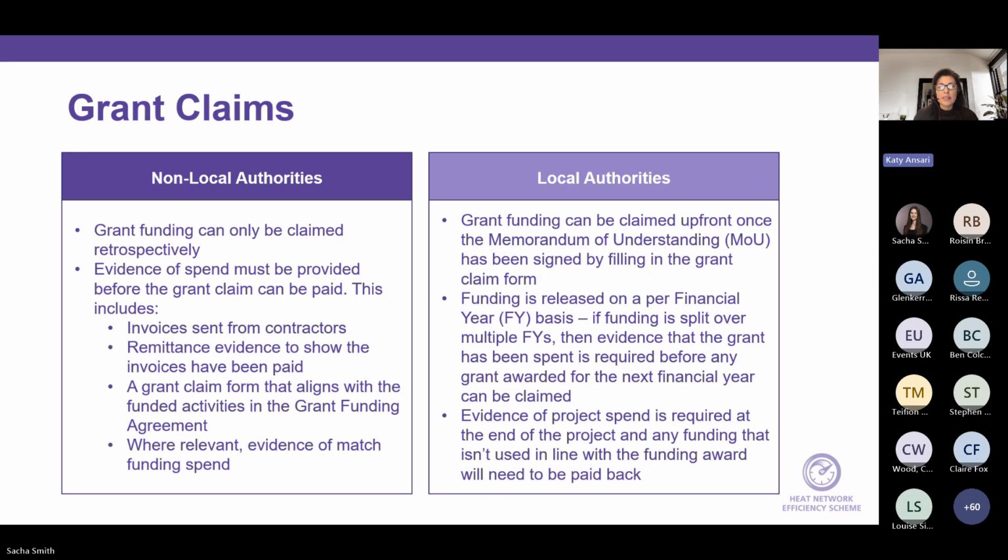As for local authorities, the grant funding can be claimed upfront as a lump sum once the MOU has been signed. However, if there is funding across multiple financial years, we will need evidence that the grant has been spent in the previous financial year before any further grant can be awarded.